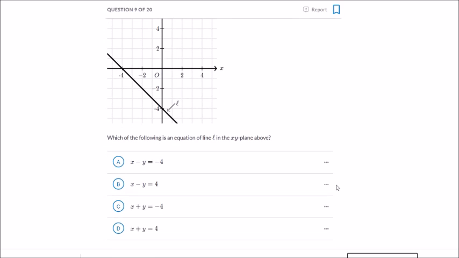So which defines the equation of line L? First of all, the y-intercept is -4. So if we have any of these x minus y's, they're a little bit suspicious, and I don't really like them. But something you can do is, for each of these equations, you put x equals 0. You're supposed to get -4 when you put x equals 0. So if you put x equals 0 here, you'll get -y equals -4, which is y equals 4.